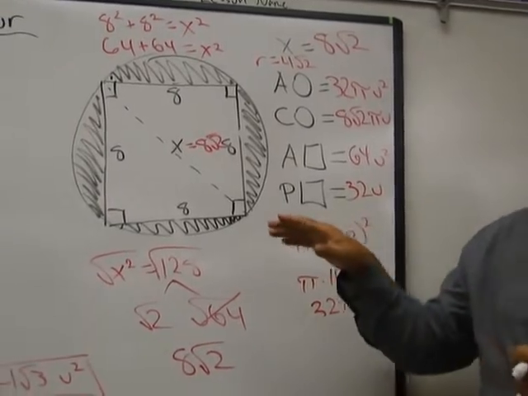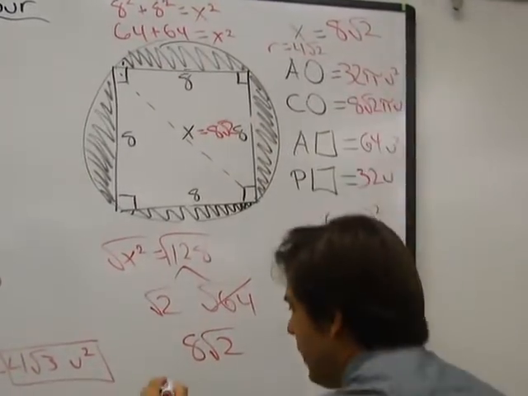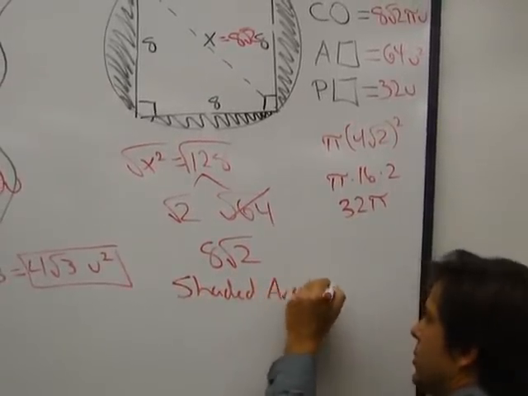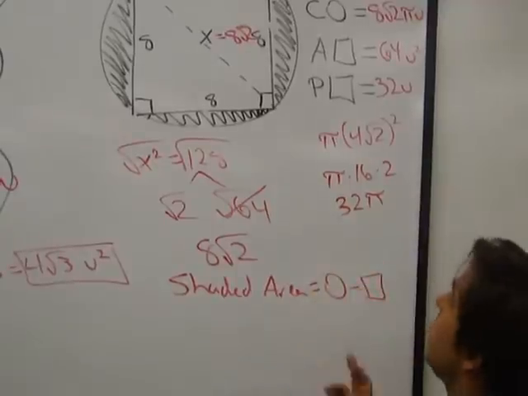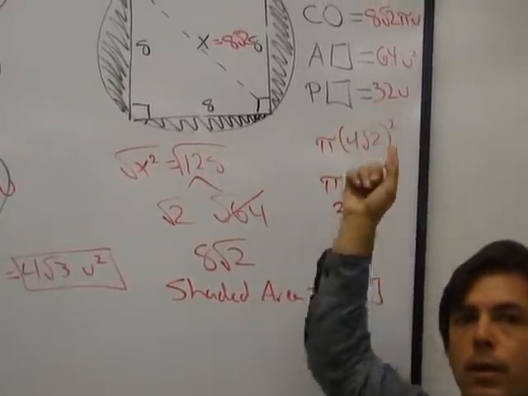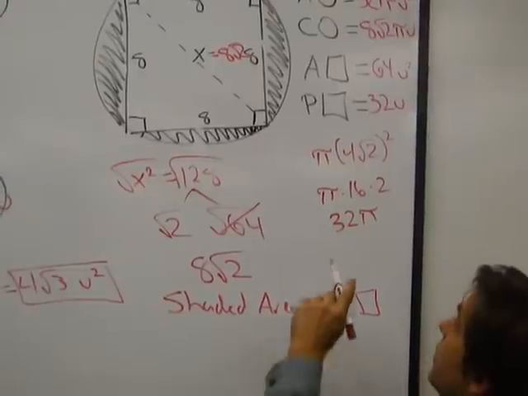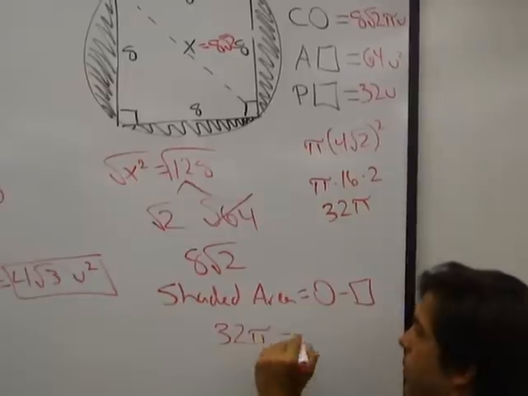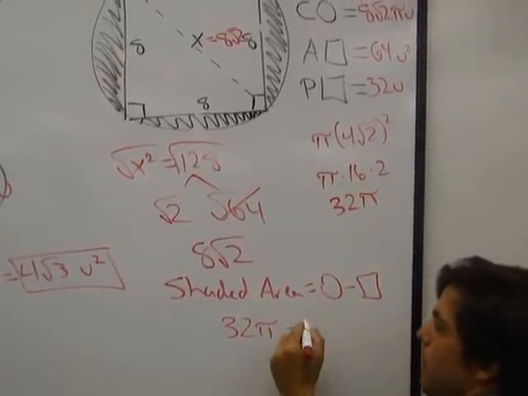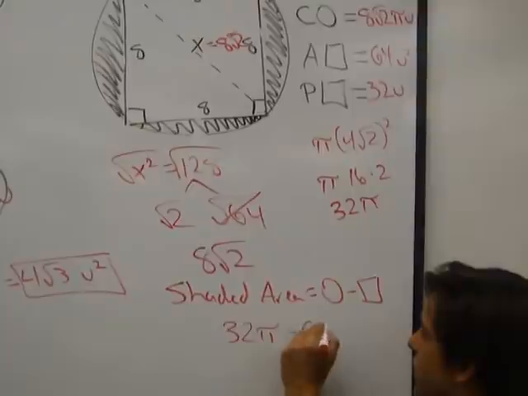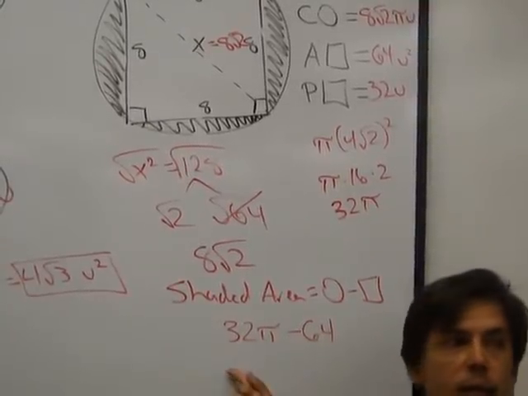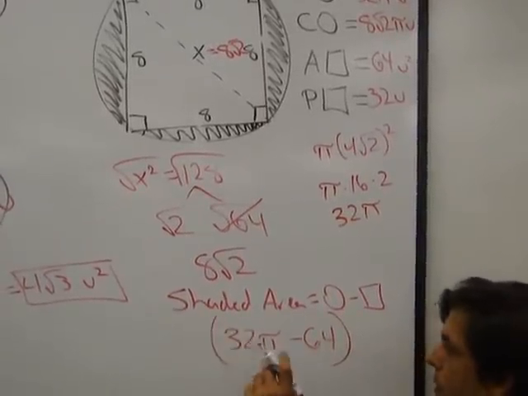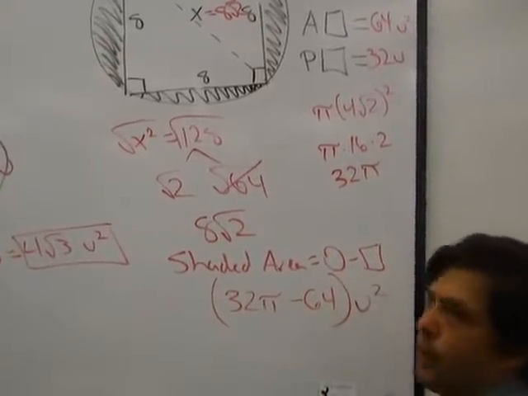And last, the shaded area. The shaded area will be the circle minus the square. So what was the area of the circle? No, the area of the circle. 32 pi minus, what was the area of the square? 64. Okay, can we combine a pi term with a regular term? Nope. So our final answer is this, units squared, and that's that.